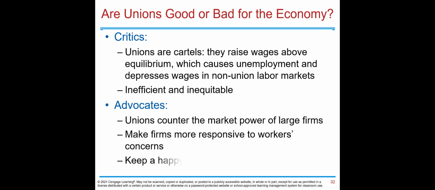So critics of unions say that unions are cartels. They raise wages above equilibrium, which causes unemployment and depresses wages in non-union labor markets, and they say it's inefficient and inequitable. Advocates of unions say that unions counter the market power of large firms, make firms more responsive to workers' concerns, and keep a happy and productive workforce.